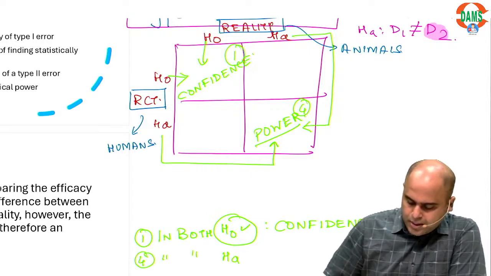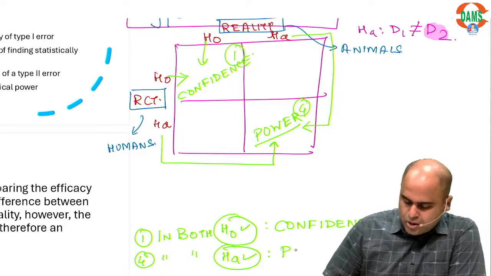In both, HA is correct. This is called power.